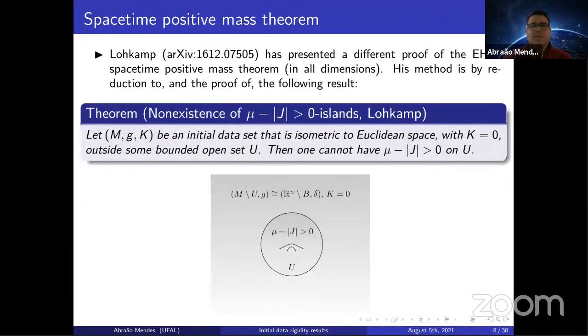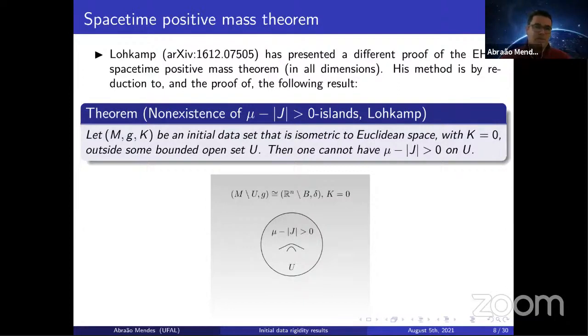All right, but in this lecture, what is important for us is that Lohkamp has presented a different proof of the space-time positive mass theorem in all dimensions. So, and his method is by reduction to the proof of the following theorem. So Lohkamp proved that the space-time positive mass theorem is equivalent to the following result.